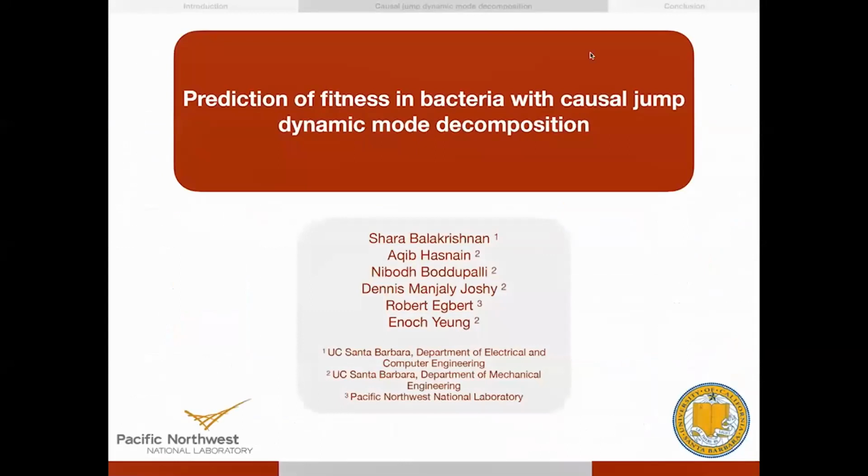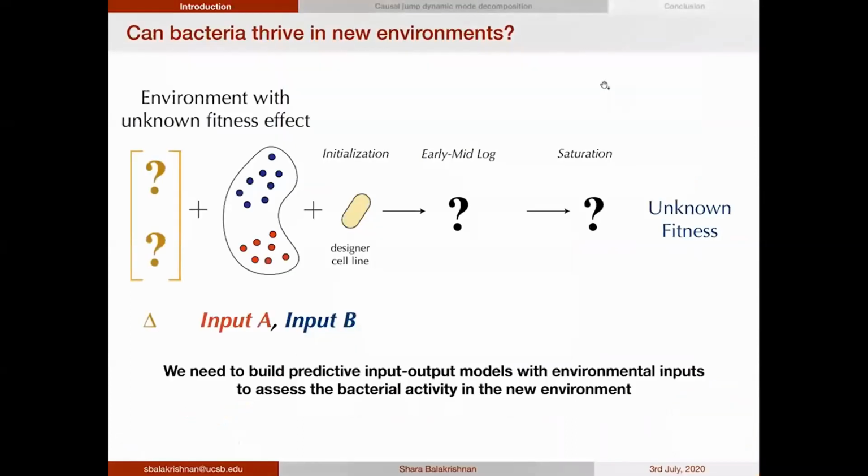Hello everyone, it's Shara here to talk about a new nonlinear system identification algorithm called causal jump dynamic mode decomposition, motivated by the problem to predict the fitness in bacteria. The fitness of a bacterial population in an environment is their persistence to divide and grow in that environment. Our objective is to develop a data-driven model that can predict the growth curve dynamics of bacteria to estimate their fitness, as opposed to the traditional models which don't extend to new organisms and multiple environmental inputs.